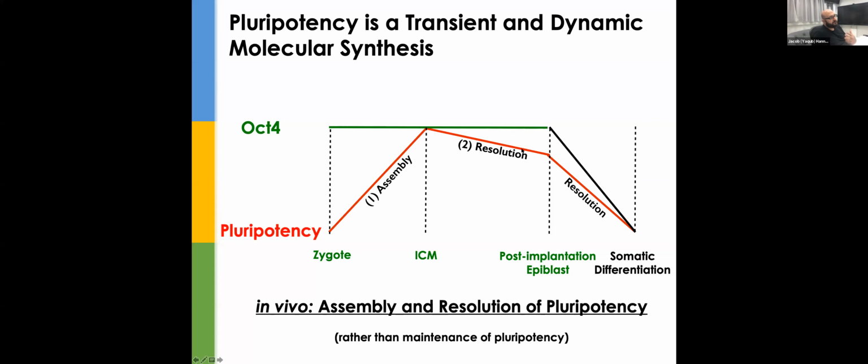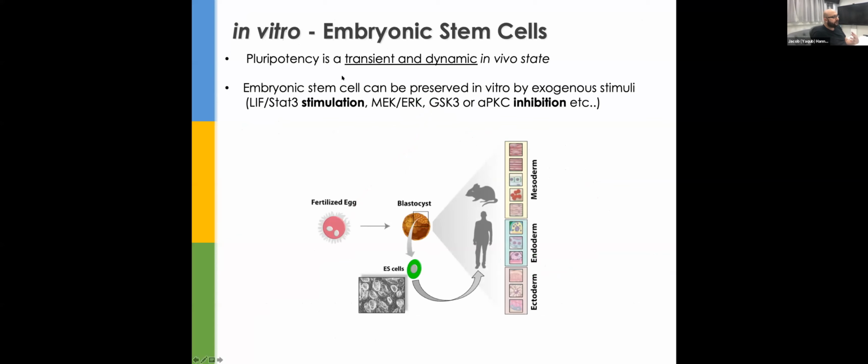And also we're learning that this happens gradually and it is very carefully controlled. And so in vivo, we're talking about assembly and resolution. In vitro, we're also talking about maintenance because we can artificially keep these cells in a very useful way in a dish. But I want to emphasize that this is actually an in vitro artifact. So pluripotency is a transient and dynamic in vivo state.